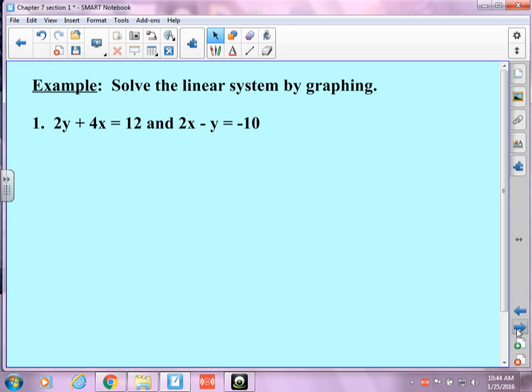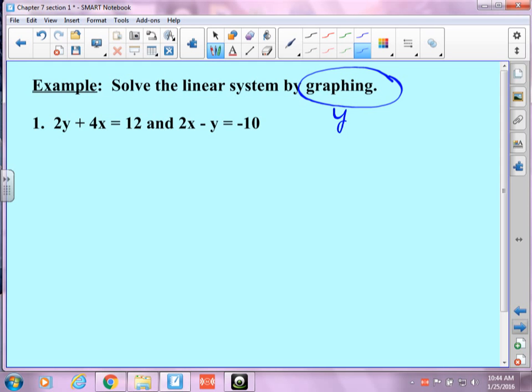This says solve the linear system by graphing, and this is what's key. It says graphing, and this is the first standard, so you want to make sure you get it. So what we're going to do is we have to graph this. I'm going to put it in slope-intercept form. What is that equation? Y equals mx plus b. Have we seen that before? Oh my heavens, yes, right?